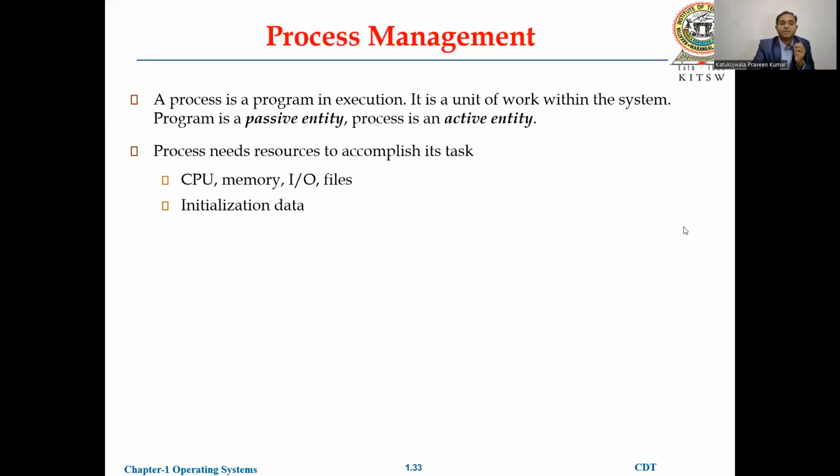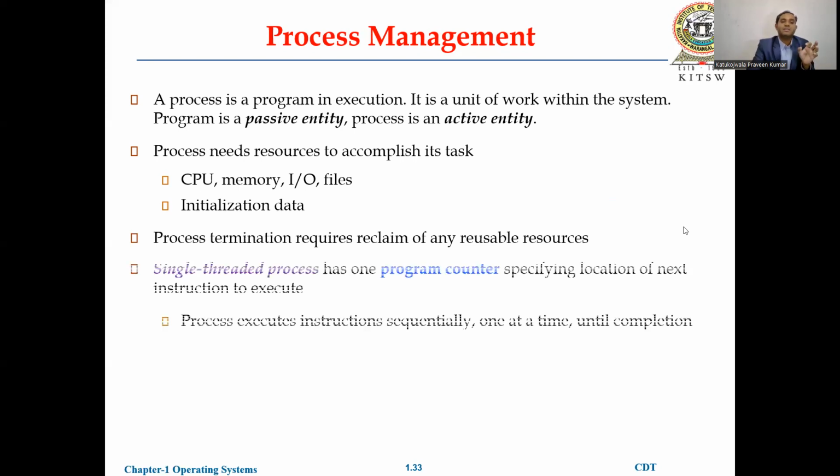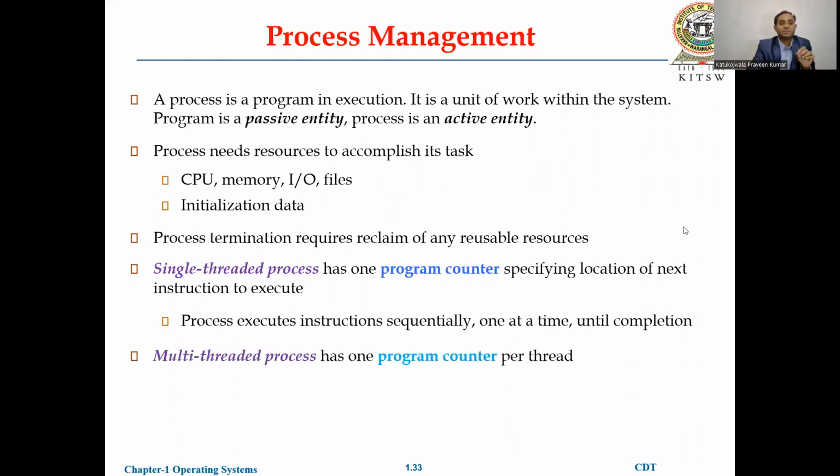Right. Process management. A process is a program in execution. It is a unit of work within the system. A program is a passive entity and a process is an active entity. A process needs resources to accomplish its task: CPU, memory, I/O, files. These all come under resources. Process termination requires the reclaim of any reusable resources.